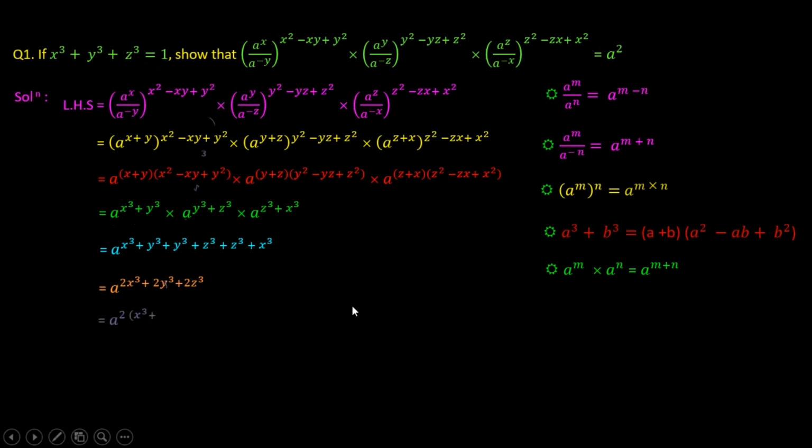Then we have to take out the 2 common, because 2 is in this term and in this term also. So the remaining is x cube plus y cube plus z cube inside the bracket, and we have been given x cube plus y cube plus z cube equal to 1, so we will use it here as a to the power 2 times 1. I have written x cube plus y cube plus z cube as 1 because it is the given part. Okay, so it's your answer. So a to the power 2 times 1 is a square.